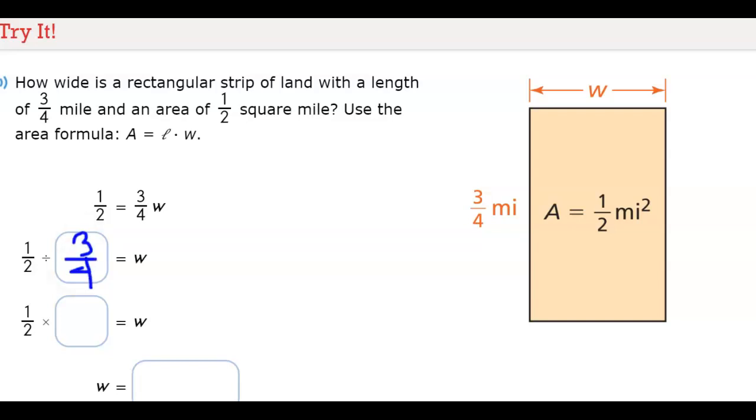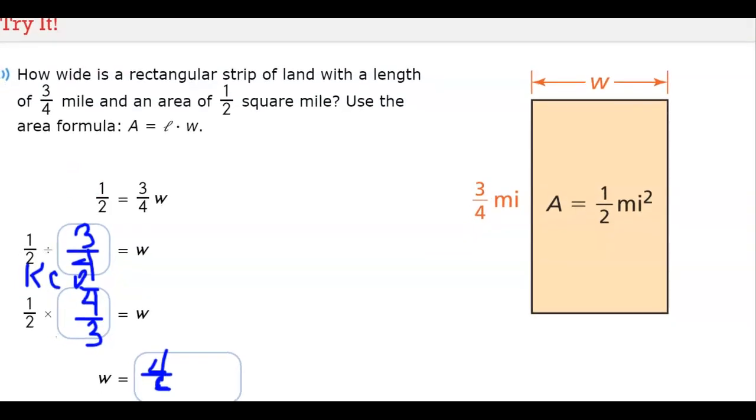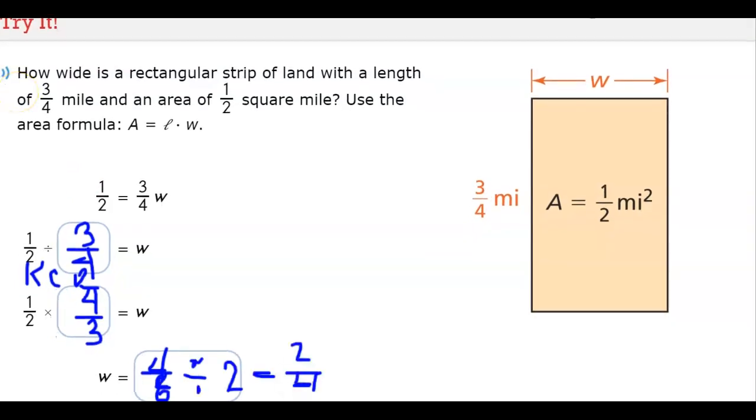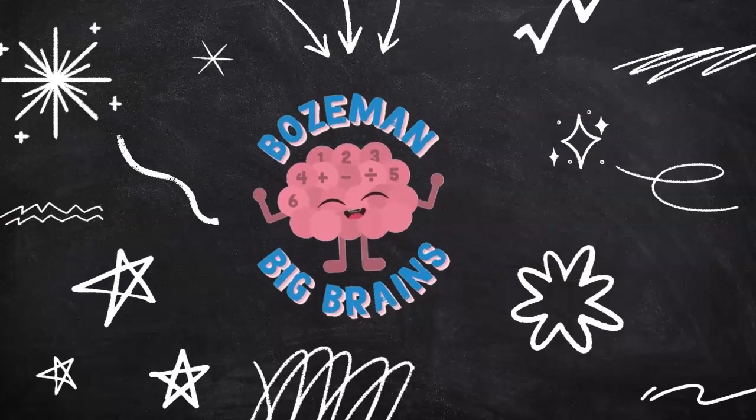So we're going to do keep, change, reciprocal, as I mentioned before. So 1/2 stays the same. Division turns to multiplication. 3/4 turns to 4/3. Now we multiply straight across, and you get 4, and 2 times 3 is 6. And then you simplify the 4/6 by dividing by 2, and then we can divide again by 2, and we get 1/2. And that would be our simplest version.